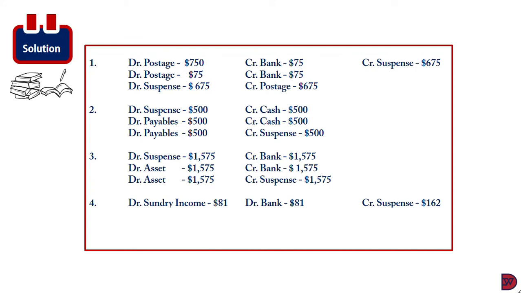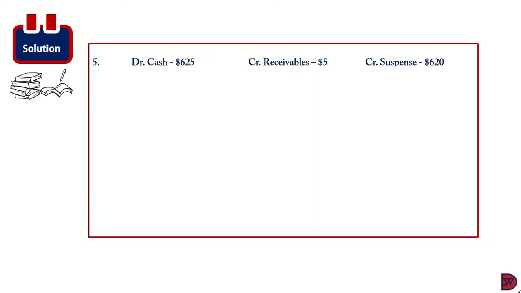The sundry income was debited and bank was also debited. So the Suspense will capture a credit of 162, which is the double-sided entry. So the correct entry should have been a debit to bank of $81 and a credit to sundry income. The bank entry is accurate. So we come and debit the Suspense account with 162. Credit the sundry income with 162. Now this 162, half of it, which is 81, will clear out the error. Then the other 81 will restore the entry that should have been made originally.